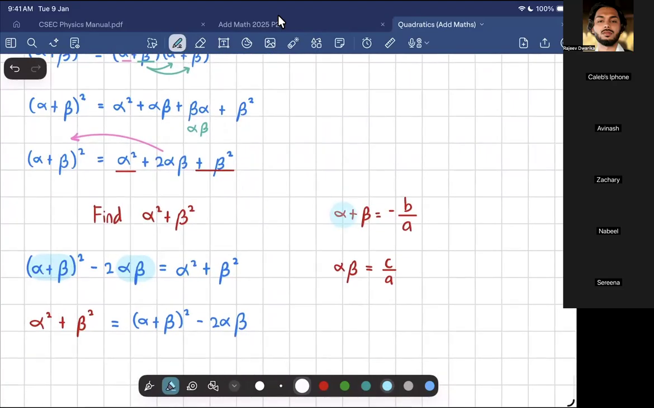So Zachary, do you think you understood why I wanted to write it in terms of alpha plus beta and alpha beta? Yes. Right? Zachary, try to explain why. Why would I want to write it in terms of alpha plus beta and alpha beta? What is so good about that? Why would I want to do that?